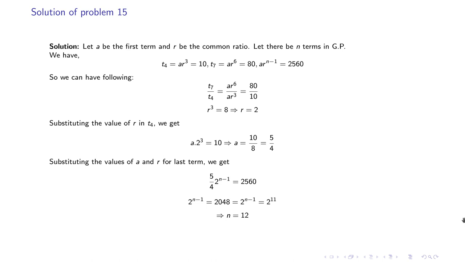Seventh term AR^6 is equal to 80, and nth term AR to the power n minus 1 is equal to 2560. We divide seventh term by fourth term to get rid of A. So we get it as fraction AR to the power 6 by AR cube is equal to 80 by 10. So AR to the power 6 divided by AR to the power 3 is nothing but R to the power 3, as A will cancel out and the powers of R will get subtracted. 80 by 10 is 8.